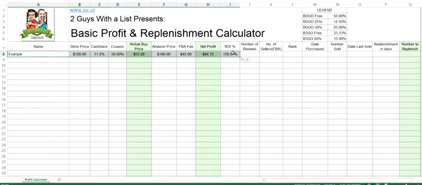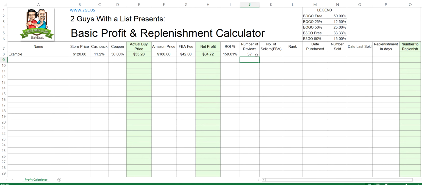That is the first part of the calculator. The second part is about the replenishment. Now, I've put in a few landmarks in here that I always keep track of. These things to me are really key. The first one is the number of reviews. So let's go ahead and say that in this particular case, this item had 57 reviews. Now, I mark that at the date of purchase.